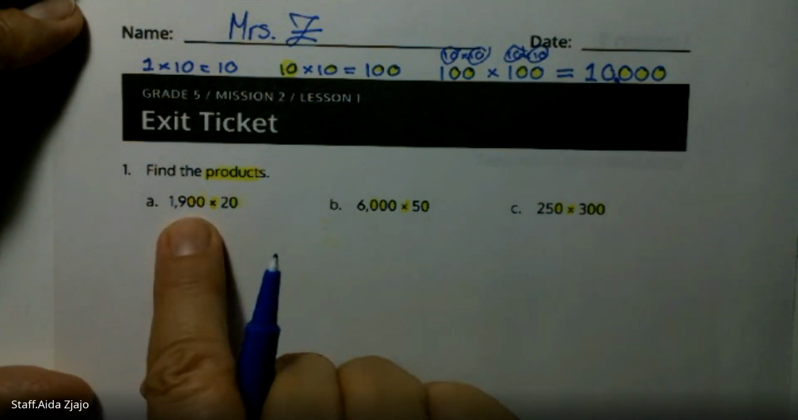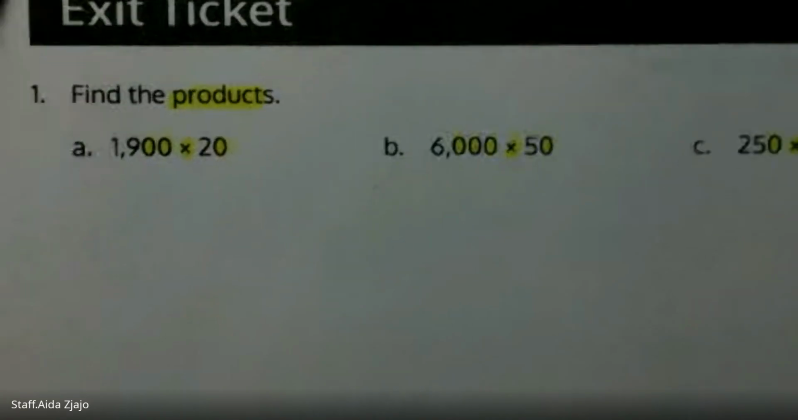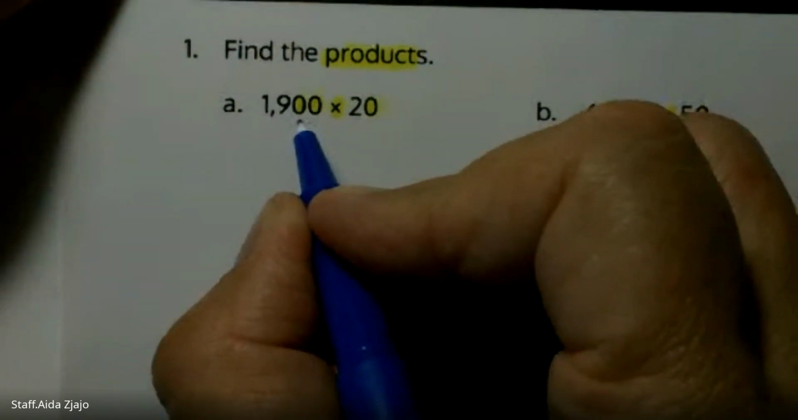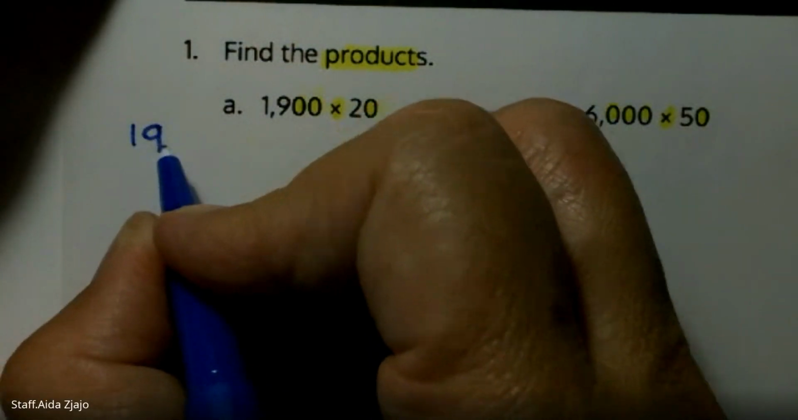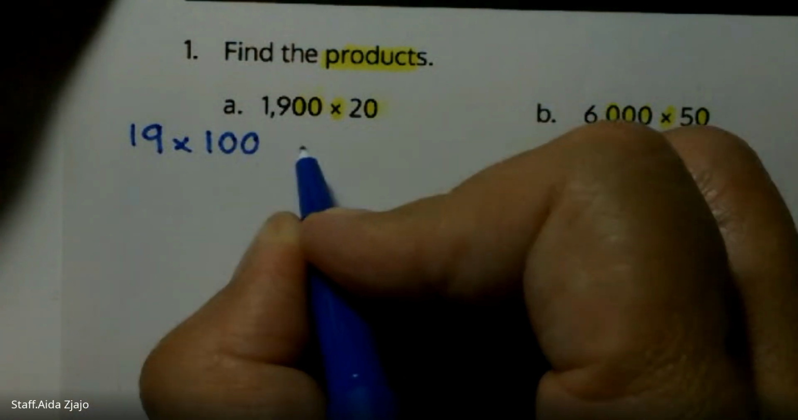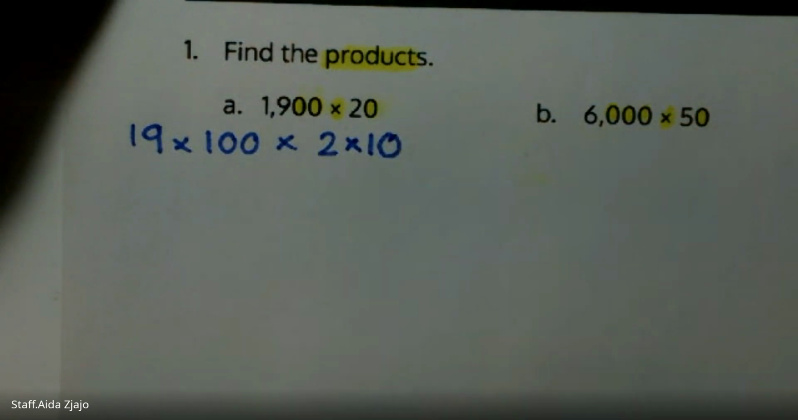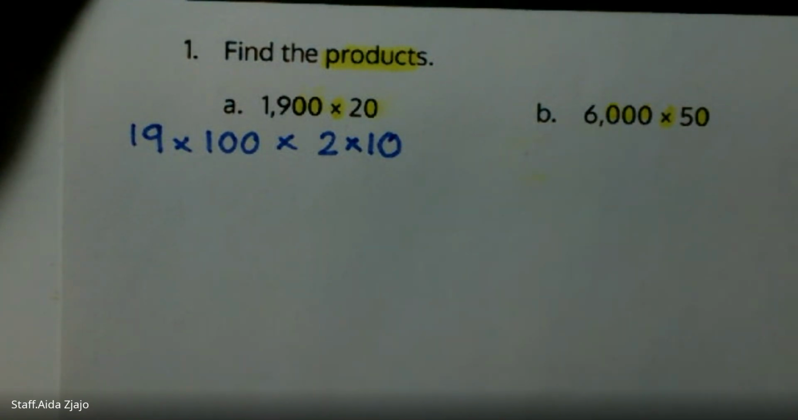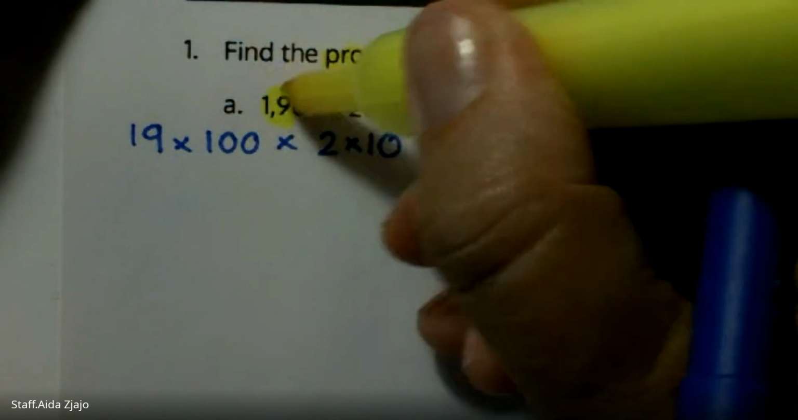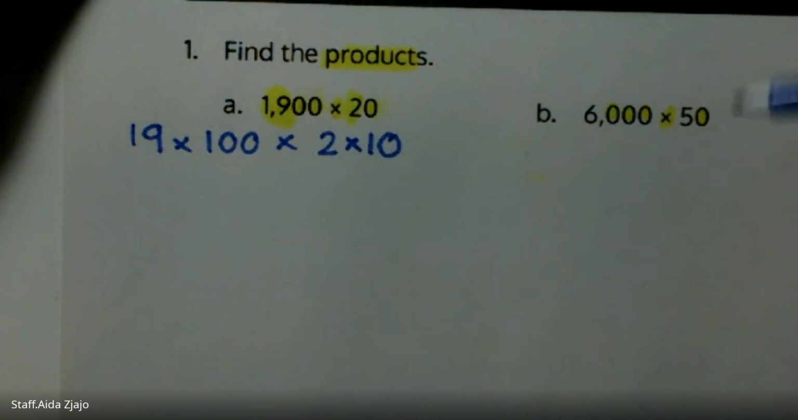So here I know then these 2 zeros represent, I'm going to enlarge a bit. So we're going to do one problem at a time. This represents the 100. So you can see that this is really 19 times 100, and times 20 represents 2 times 10. So we don't usually need to do that, we just go straight to the whole digits that we have, like 19 and 2, and we add the zeros to our product.